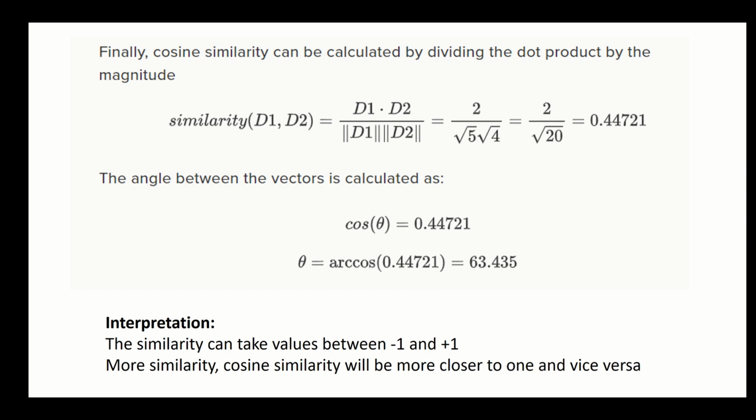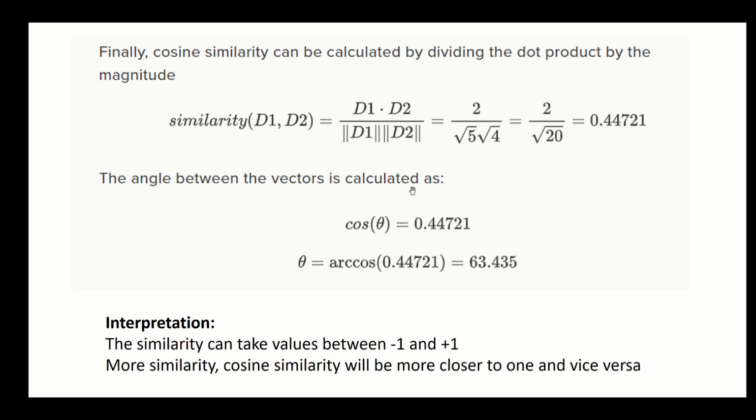The main thing you have to understand is that the similarity has to be between -1 and +1. If the value is closer to 1, that means they are more related and more similar to each other. And if it is closer to -1, then you should understand that they are less related to each other, right? So this is the similarity value. This is how you find the cosine similarity between two different documents in the context of natural language processing.